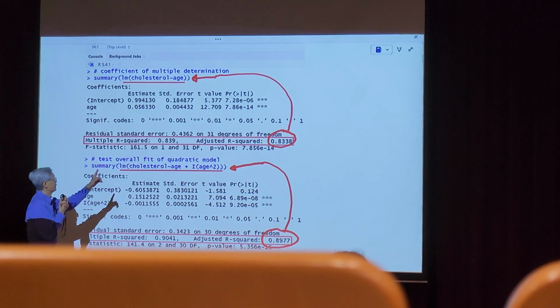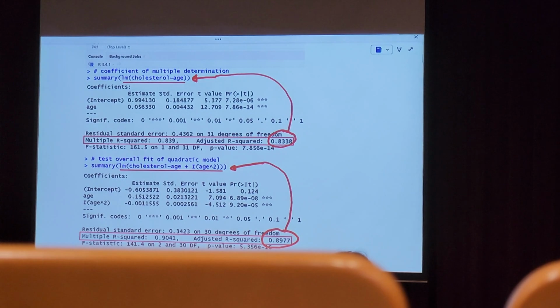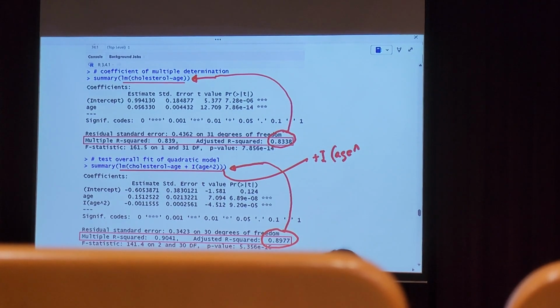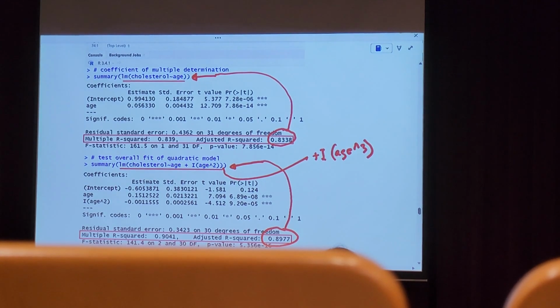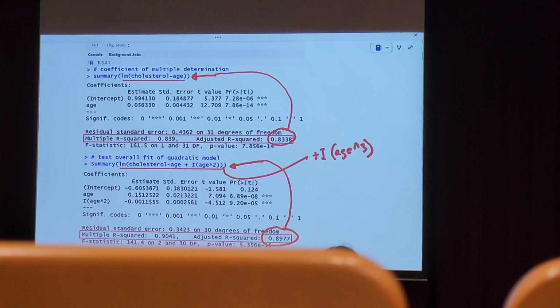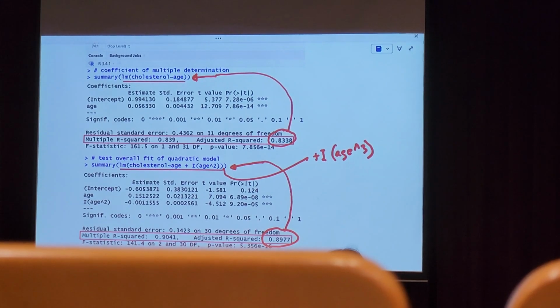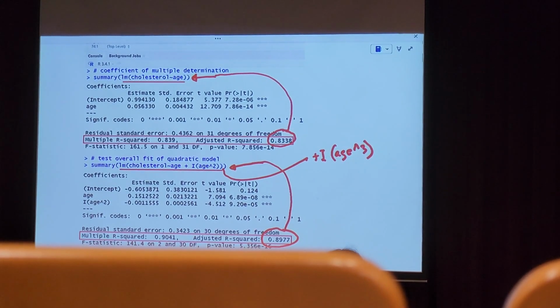So you can go ahead and try it out since you have the data set and everything. You can try at home. Add to this model, introduce a cubic term, and see whether you improve the fit of the model. So that's how you can use R squared and adjusted R squared.